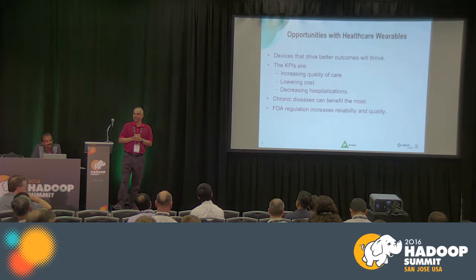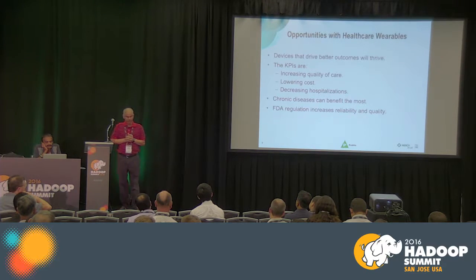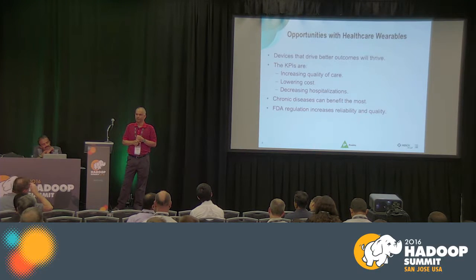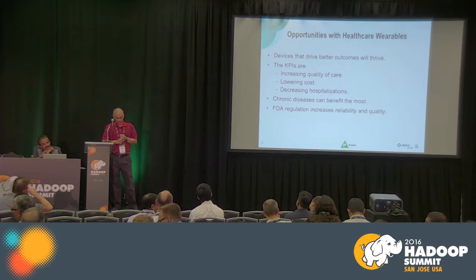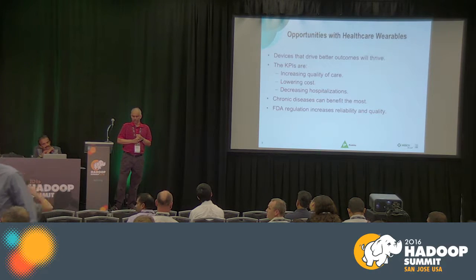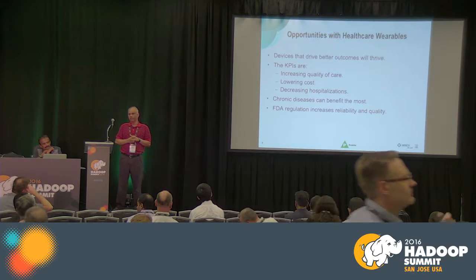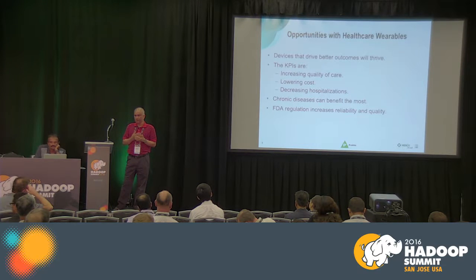If you look at the devices that drive better outcomes, there's a good chance that they'll have longevity in this space. The key things you need to look for in the devices are: are they increasing the quality of care? Are they reducing cost? Are they reducing hospitalizations? Chronic diseases are the ones that can benefit the most. And recently the FDA regulations definitely increase the reliability and the quality of data coming from these devices. The applicability of standards and the regulatory aspect cleanses the amount of data for us to act upon. Next one.